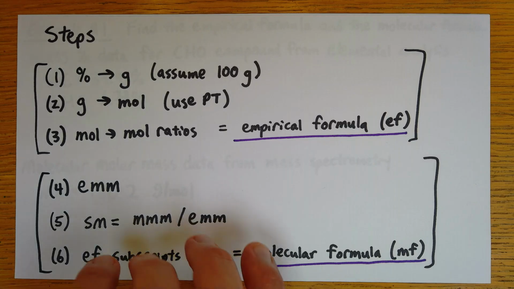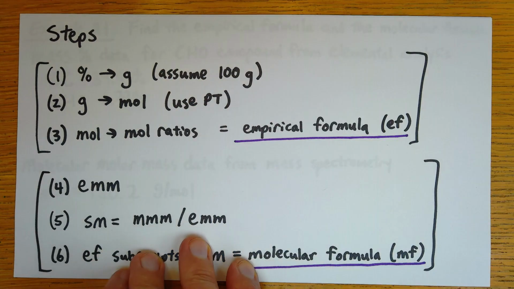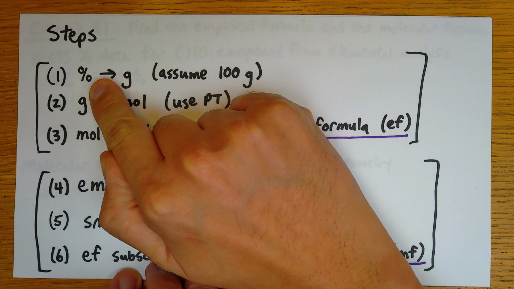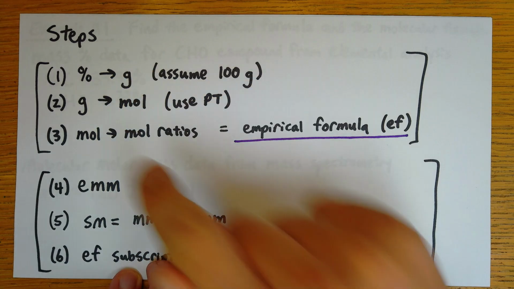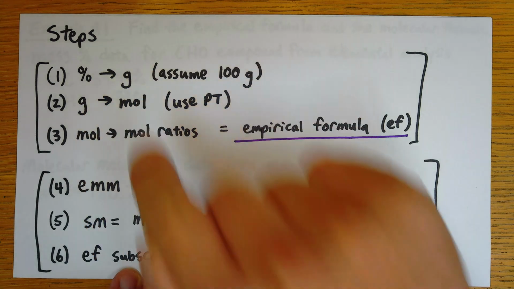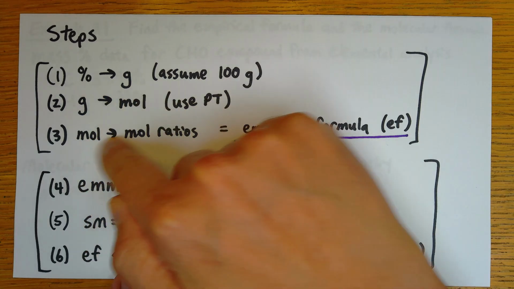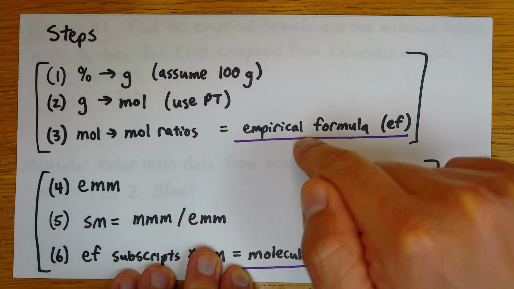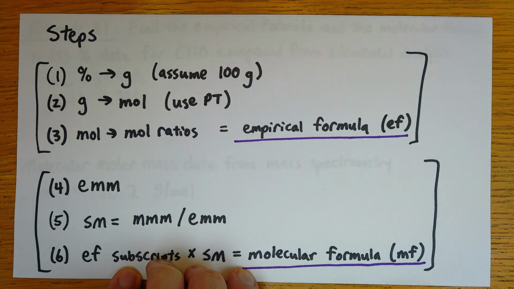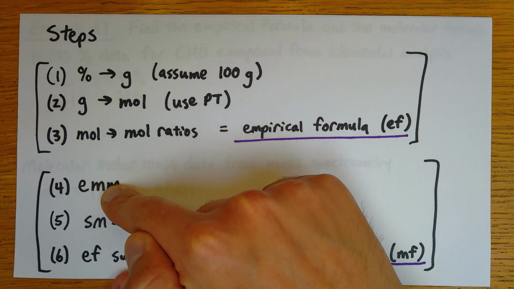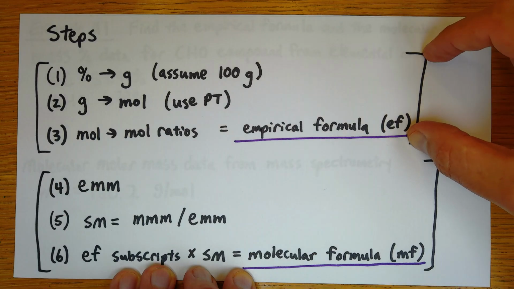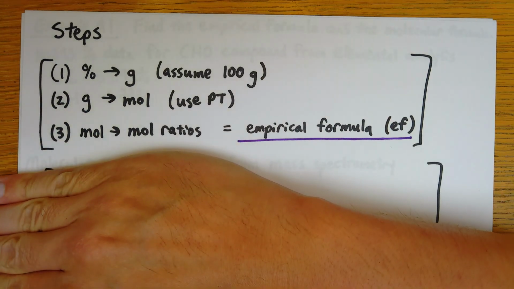And this may not make sense until we actually do the problems, but I just want to say it on record. So first, we're going to take our mass percents. We're going to convert them to grams. Then we'll take our grams and convert them to moles. From our moles, we will get mole ratios. And these mole ratios, we will see that it's actually our empirical formula. After that, let me pause right here. If all the problem's asking for is an empirical formula, we are actually done.